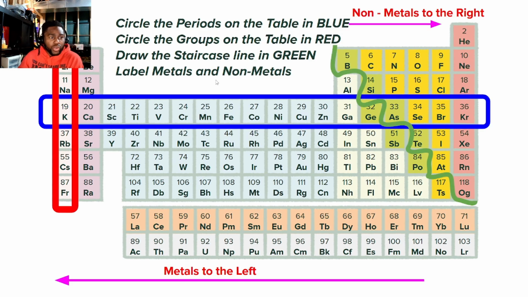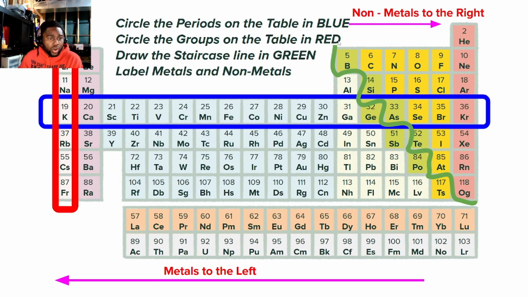And then for those of you who maybe didn't have the opportunity to do it, here you go. So here we have our groups. Groups are the vertical lines right here. So we have our alkali metals and we have our alkali earth metals. We have our noble gases, we have our halogens, we have our transition metals, etc. We have our periods, which are horizontal.